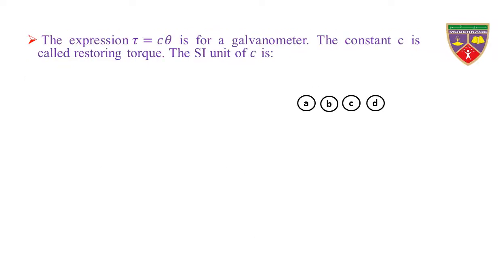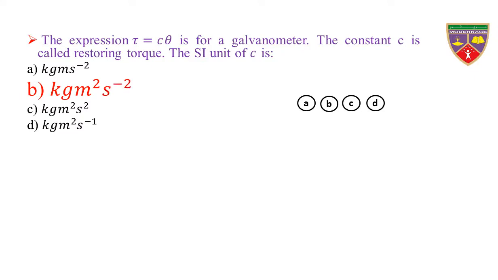The expression torque τ = Cθ is for a galvanometer. The constant C is called restoring torque. The SI unit of C is: option A, kilogram meter per second per second; option B, kilogram meter square per second; option C, kilogram meter square second square; option D, kilogram meter square per second. The key is kilogram meter square per second per second. Therefore, the correct option is B.